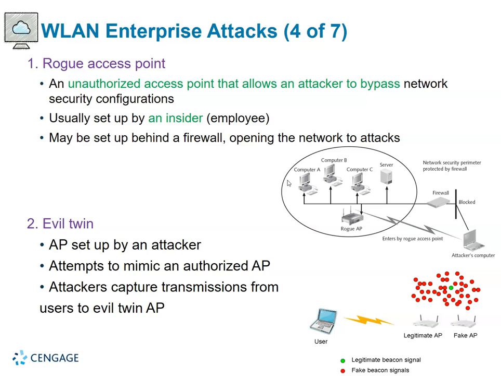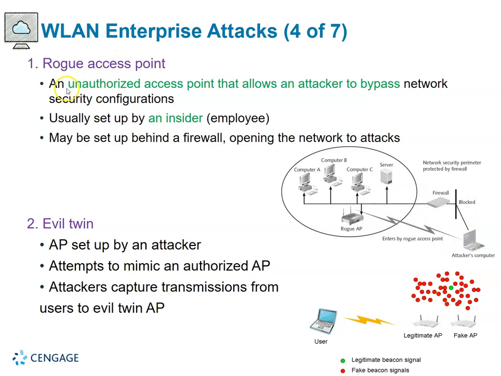A rogue access point. Rogue. Think about what the name means. Rogue is some type of dishonest or unprincipled person. In this case, it's an access point that we did not authorize but is connected to our network. Maybe it's part of an insider threat. Some disgruntled employee, either knowingly or unknowingly, has attached a device that can then allow an attacker into the network without going through the front-end security.